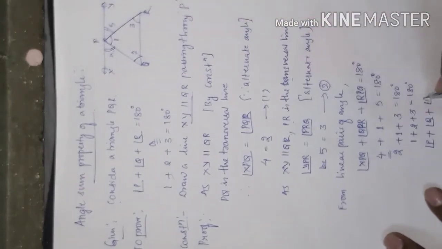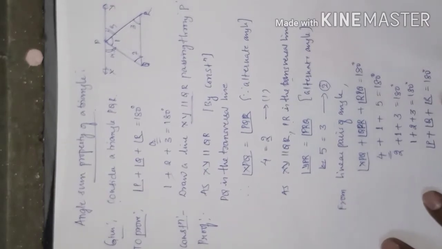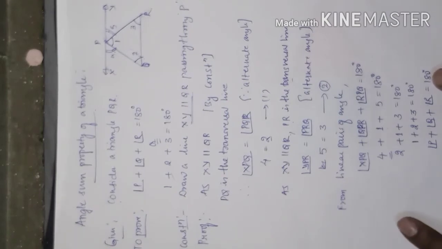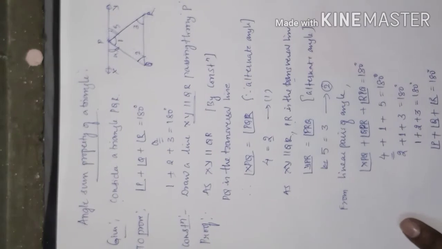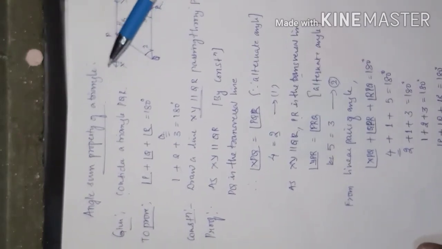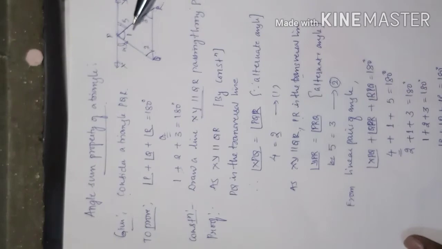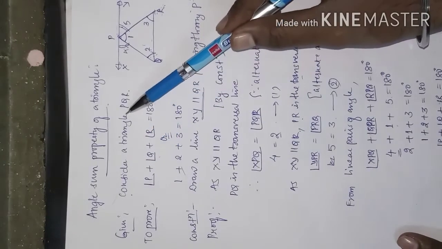Okay, so angle P plus angle Q plus angle R is equal to 180 degrees. Simple proof it is, and a very important proof. Let me revise it. The angle sum property of a triangle says that in any triangle the sum of all angles is equal to 180 degrees. Consider a triangle PQR.